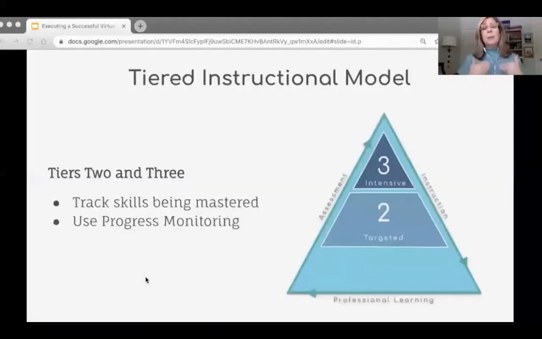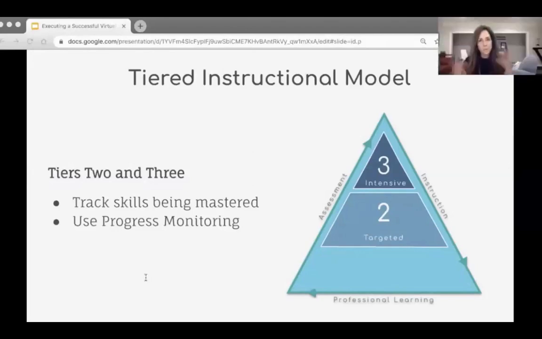So let's just step back for a moment and think about what we're trying to accomplish. The purpose of RTI is to provide a structure and process to identify students performing below grade level, identify skills they need to work on as intervention, and monitor the student for growth and response to the intervention. Now, to accomplish this, we screen all students, identify who will be receiving intervention, think tiers 2 and 3, track the skills being mastered within that intervention, and use progress monitoring to measure the growth for each student.